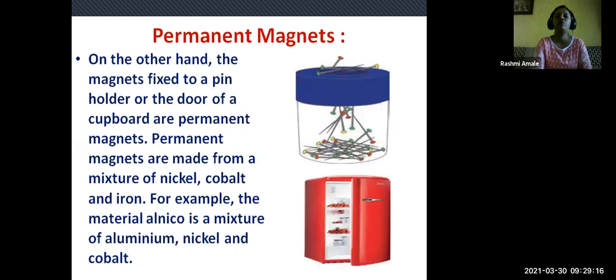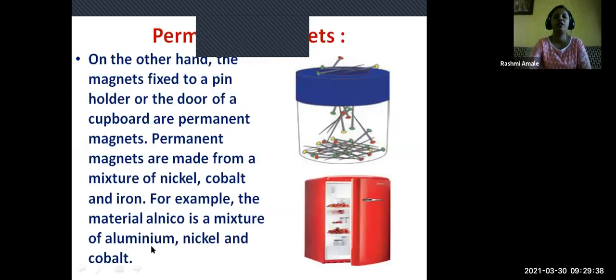Permanent magnets are made from a mixture of nickel, cobalt and iron. For example, the material Alnico is a mixture of aluminium, nickel and cobalt. See carefully, children, Alnico. Al stands for aluminium, Ni stands for nickel and Co stands for cobalt. So permanent magnets are made from a mixture of aluminium, nickel and cobalt.